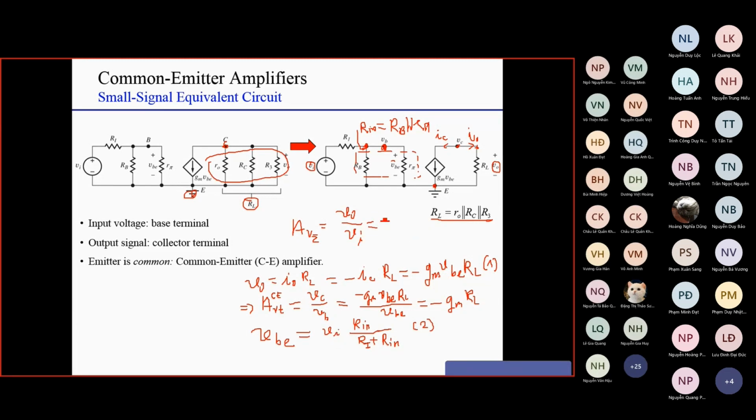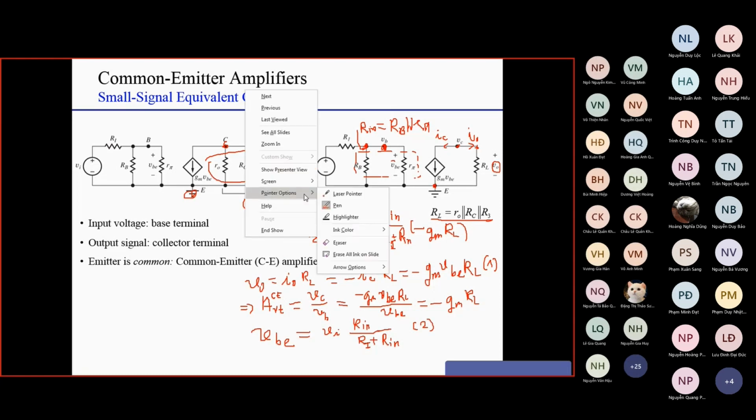So the voltage gain here is equal to R in over RI plus R in, multiplied by minus GM RL. So this is the total voltage gain, right? You can see here that this is the total voltage gain.